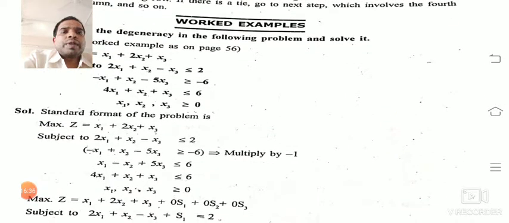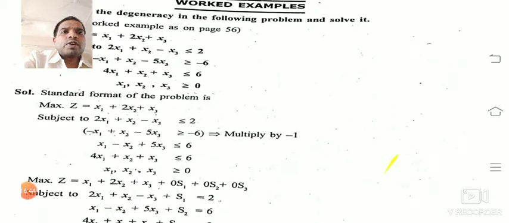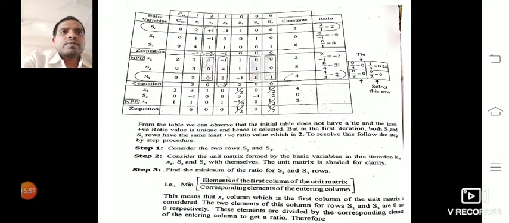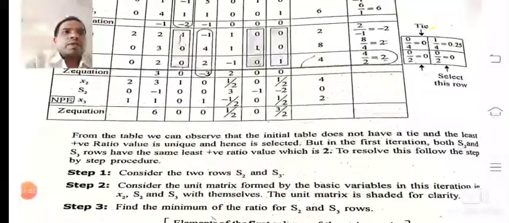Now we bring it into standard format: z equals x1 plus 2x2 plus x3. Write down the other constraints. For negative constraints, multiply by minus 1 in order to make the RHS positive, and bring it into the format z equals x1 plus 2x2 plus x3 plus 0s1 plus 0s2 plus 0s3, and write down the other constraints. Now bring it into the table.